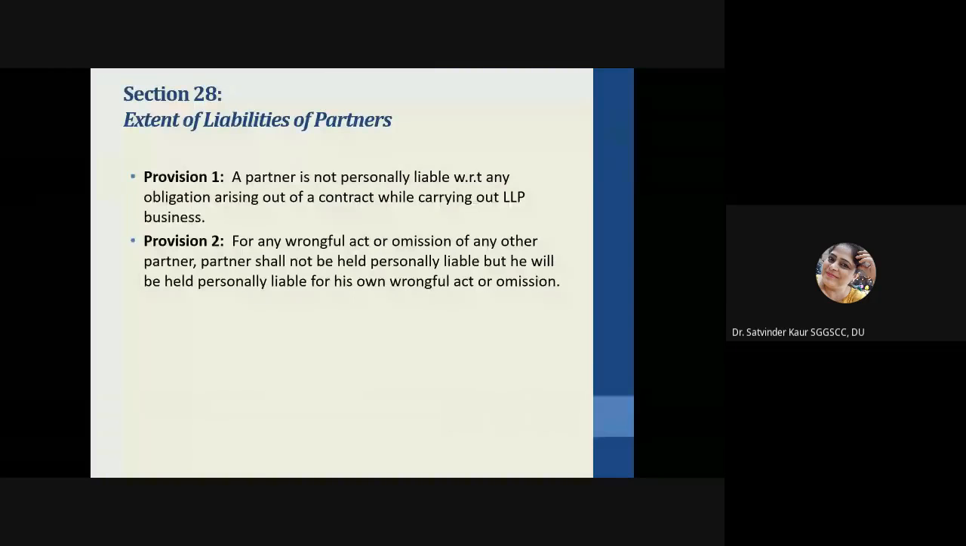And for any wrongful act or omission, any other partner shall not be held personally liable, but he will be held personally liable for his own wrongful act or omission.